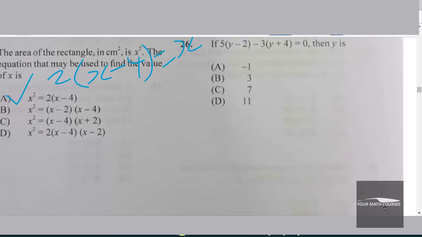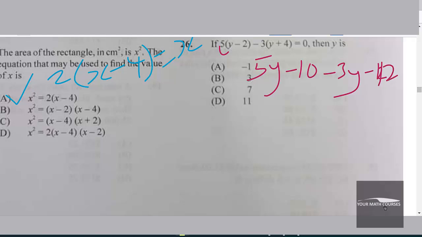If 5 into bracket y minus 2 minus 3 into bracket y plus 4 equals 0, then y is equal to, so let's expand. 5 times y will be 5y. 5 times negative 2 will be negative 10. Then negative 3 times y will be negative 3y. Negative 3 times positive 4 will be negative 12. Negative 12 is equal to 0.